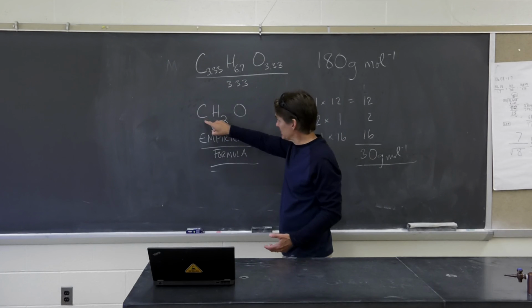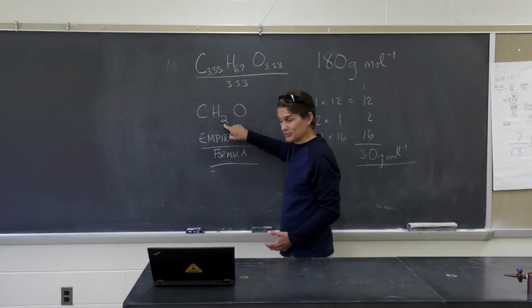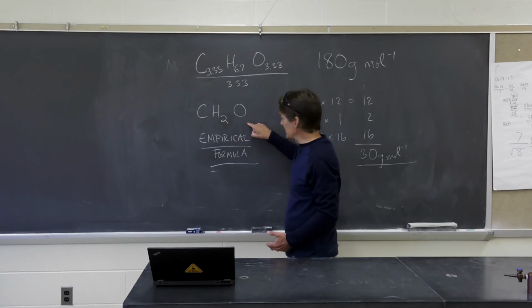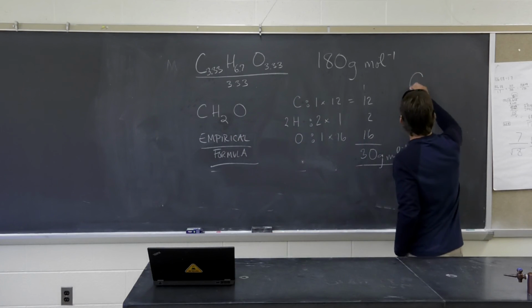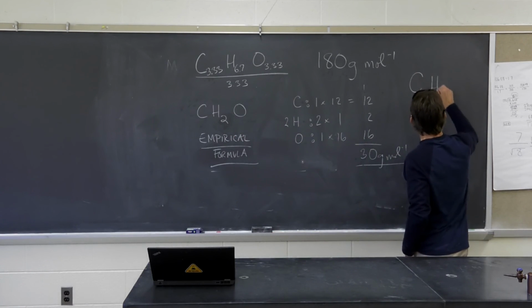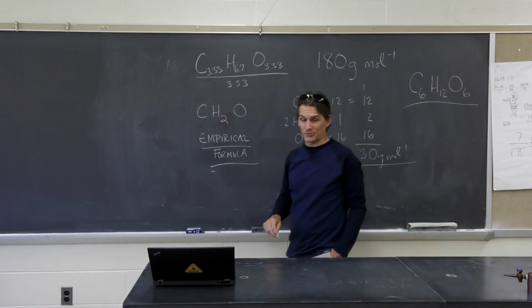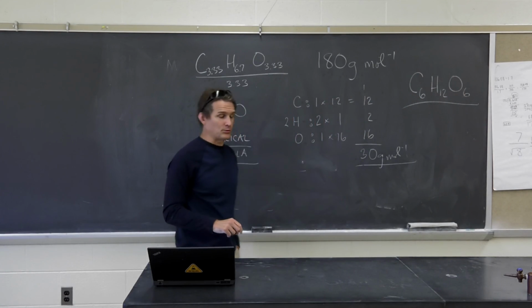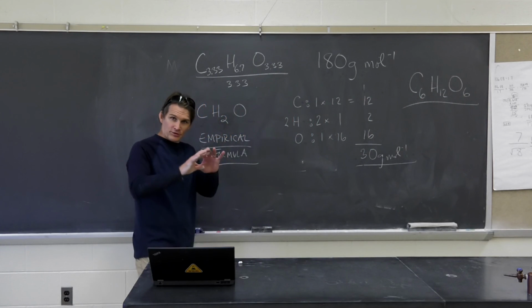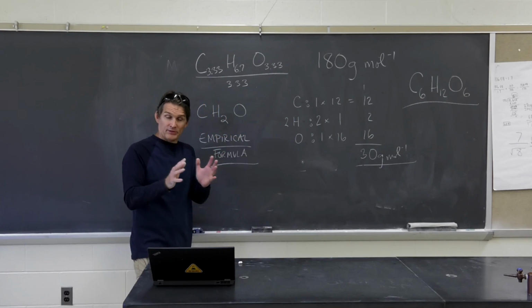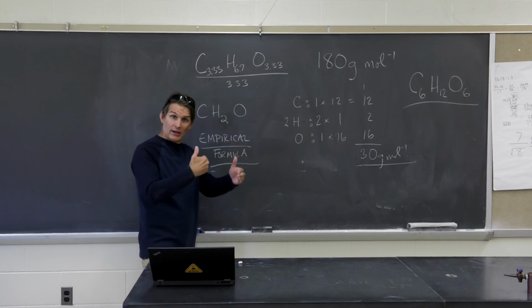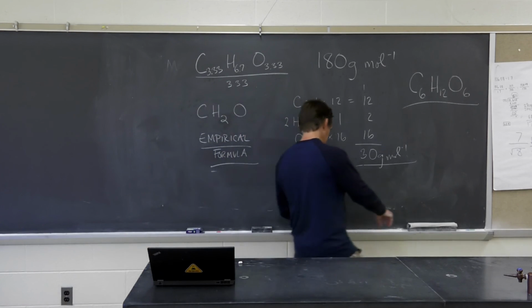So that would be, what's that? 1 times 6 is 6. 2 times 6 is 12. 1 times 6 is 6. So the molecular formula for glucose is C6H12O6. You might remember that from your biology class in high school. So I want to step back and recap this in a way that hopefully will guide you when you're doing these particular problems.